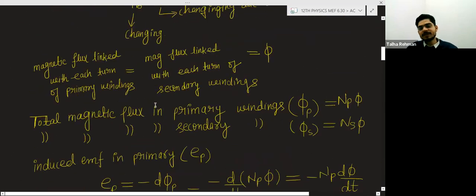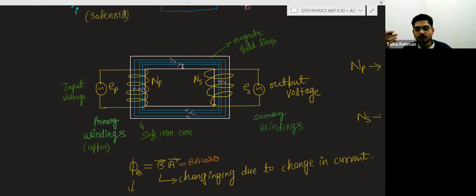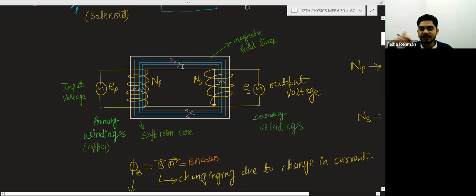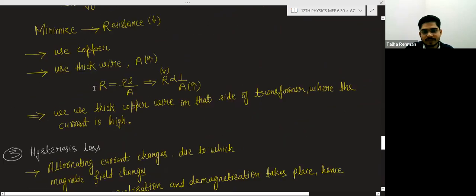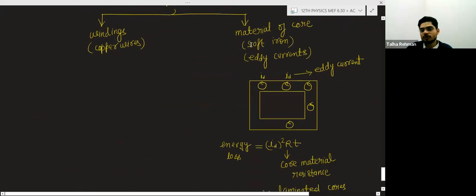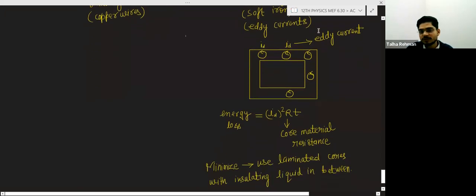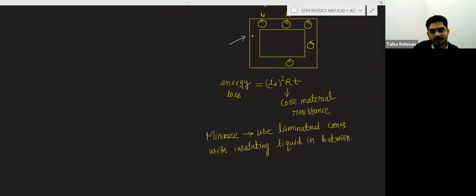In these windings there will be the induced EMF, and another induced EMF will be across the bulk of the material of the soft iron core, and due to that induced EMF in the soft iron core there will be eddy currents. Basically, another induced EMF will be in the material of the core, and eddy current will be produced. This is the soft iron core.